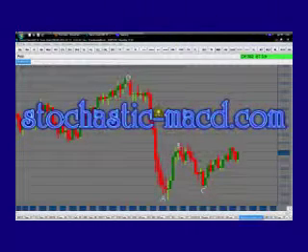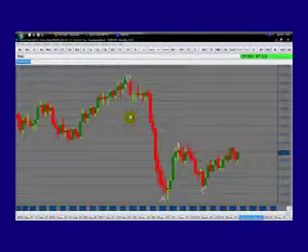Okay, we are looking at the monthly chart of the pound dollar currency pair, the GBP USD currency pair, on the monthly chart.